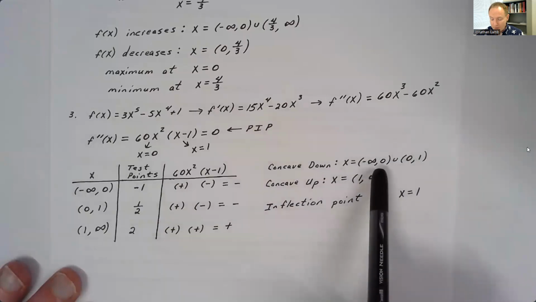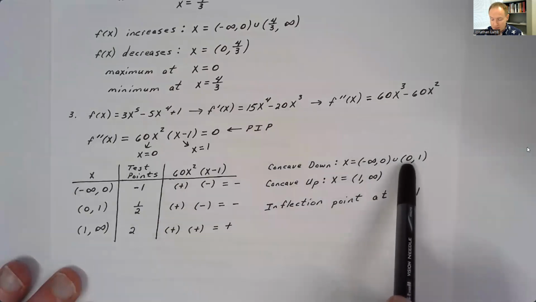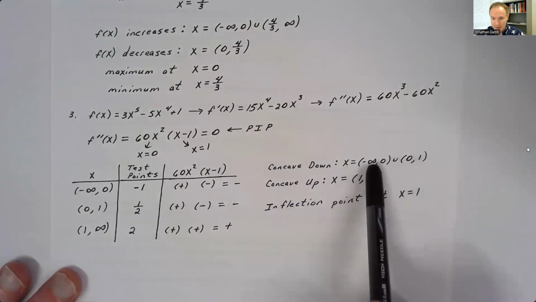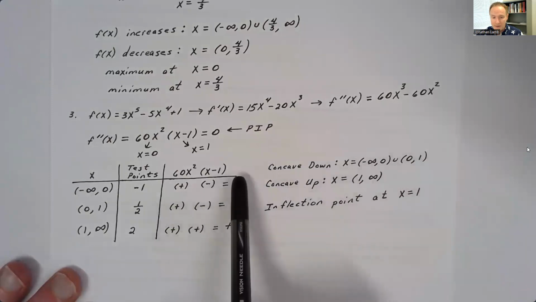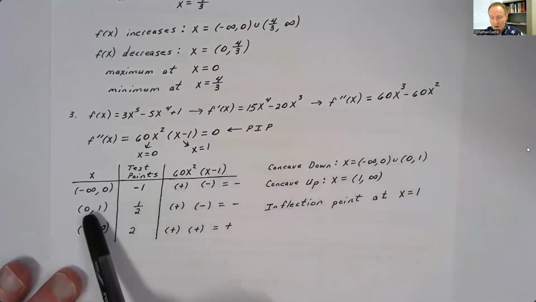You have to put this region from negative infinity to 0, union 0 to 1, because the graph is not concave down at 0. I could see someone thinking, well, why can't I just say it's concave down from negative infinity to 1? Because for an instant, it's no longer concave down.